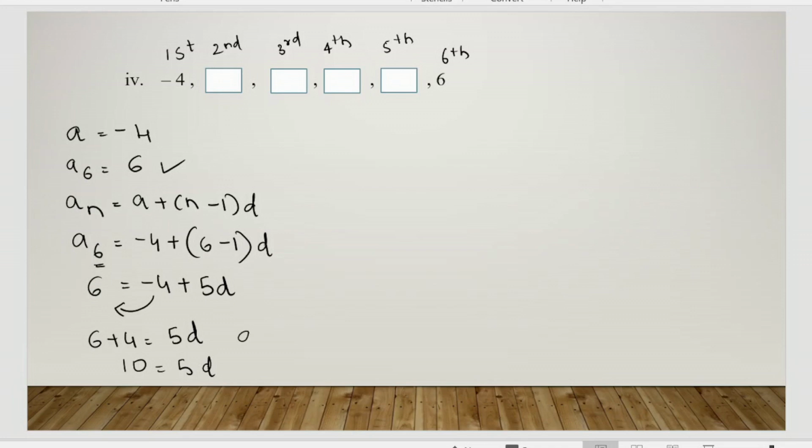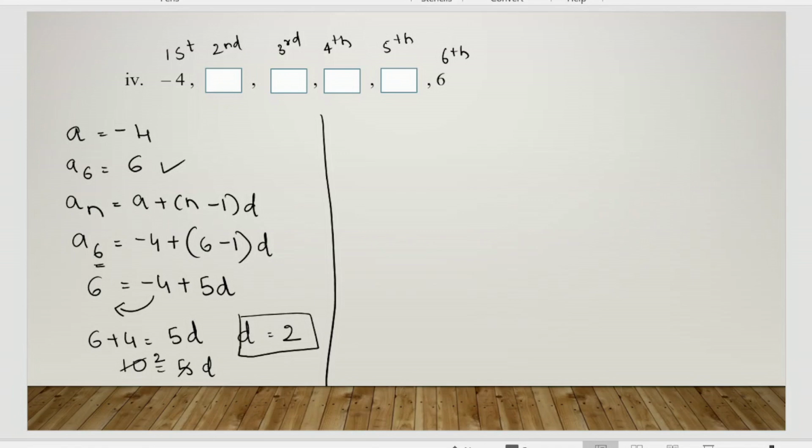If we want the d value, d is equal to 10 by 5, which is 2. D is equal to 2. Now we have got the d value, which is 2. Now let us find the second term, third term, fourth term and fifth term.